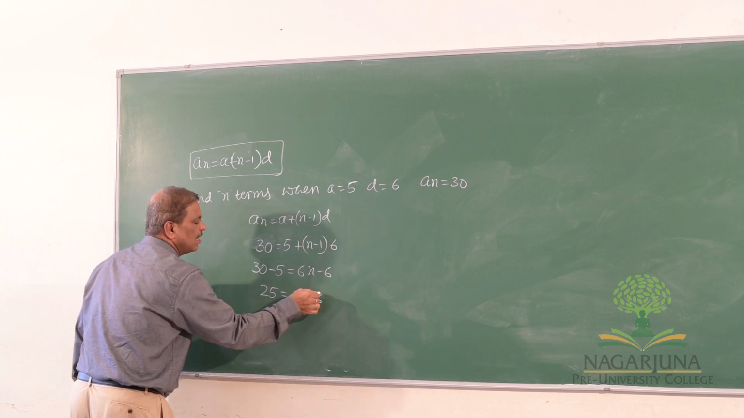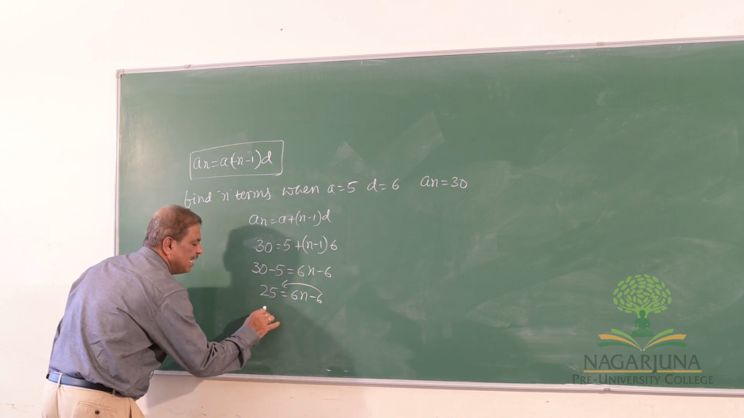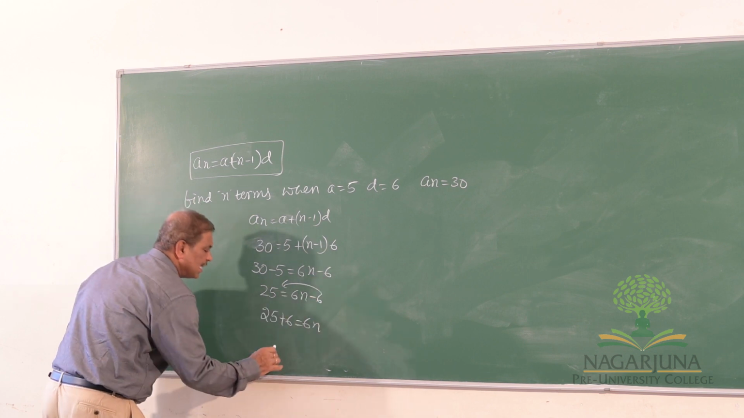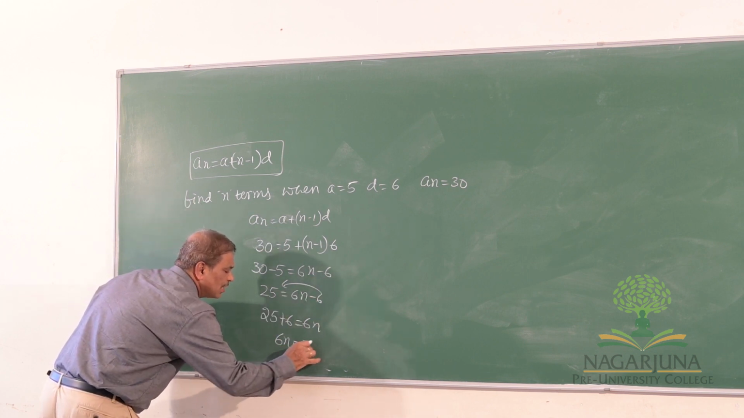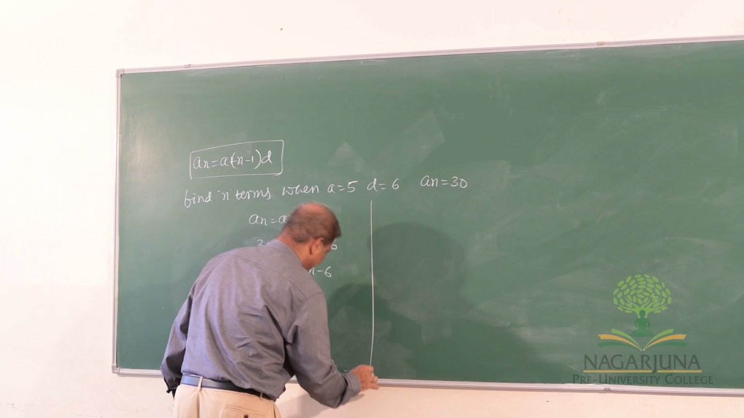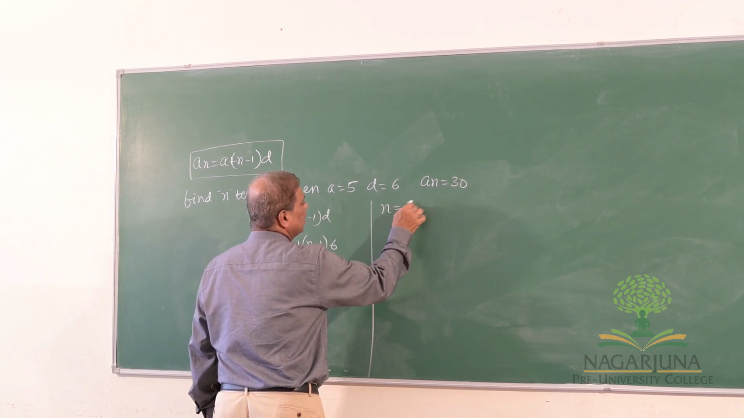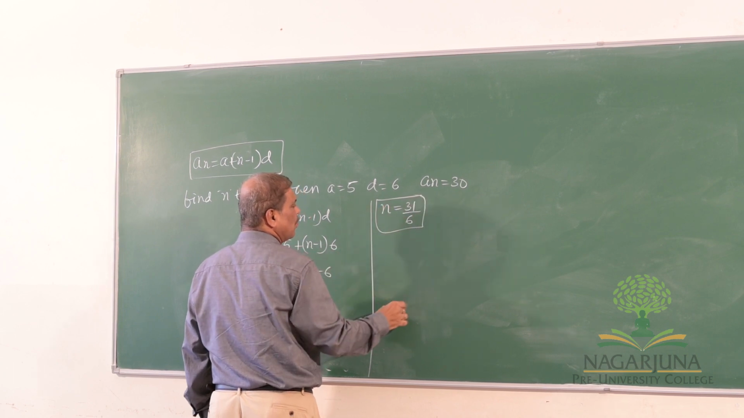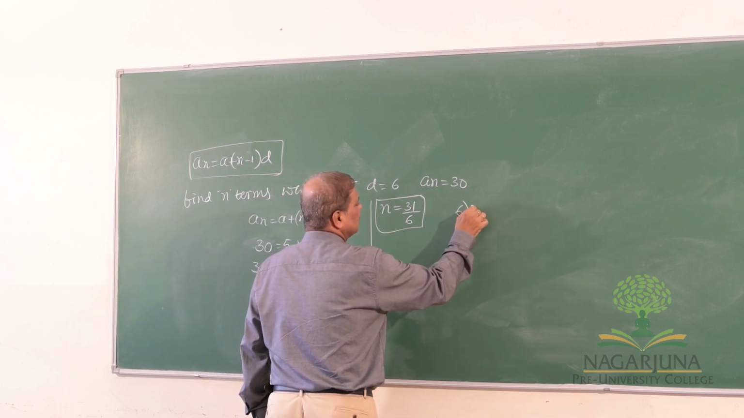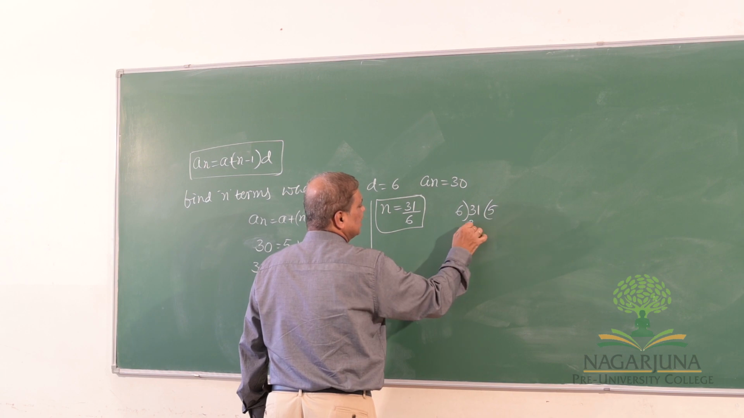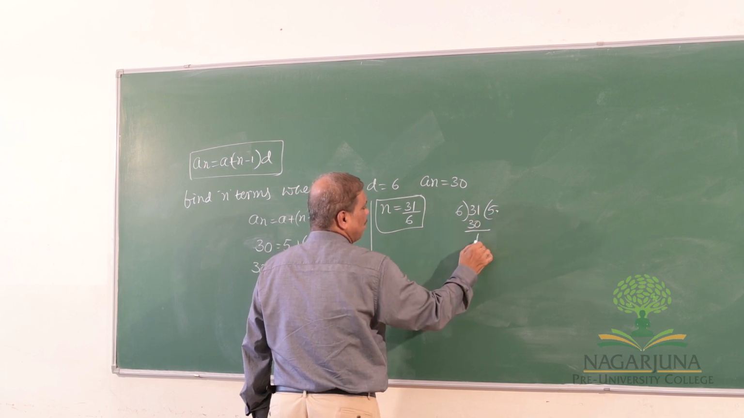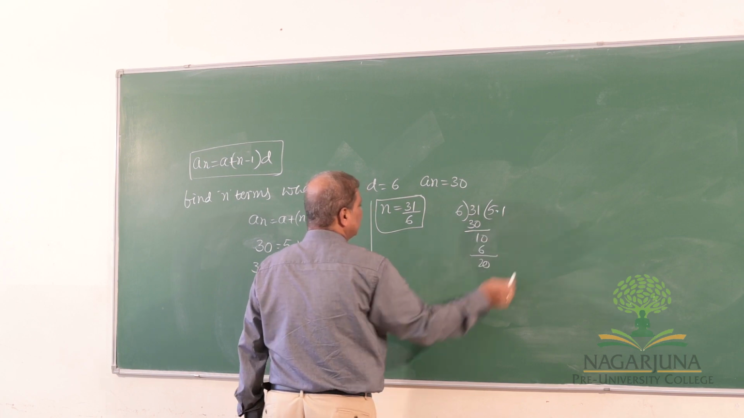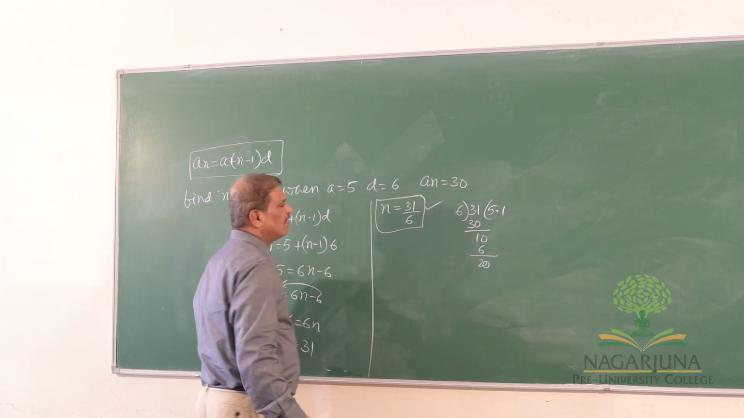6n minus 6. Now transpose 6 towards the left side. So 25 plus 6 is equal to 6n. Then 6n is equal to 31, and then n is equal to 31 by 6. So this is the value of n. Dividing 31 by 6 gives 5.1666 and so on. So what is the answer for n?